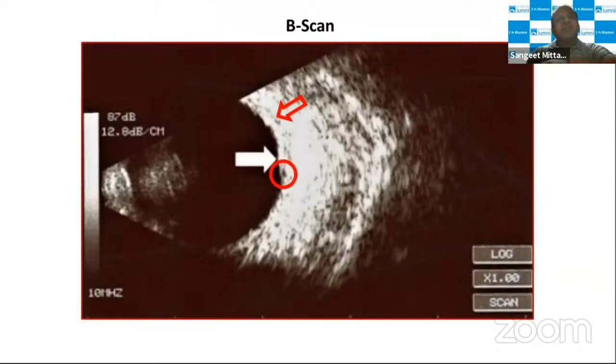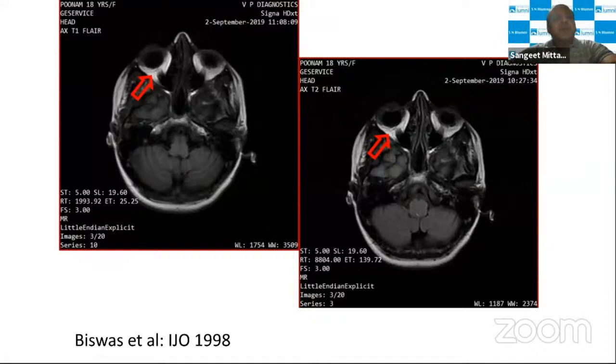On ultrasonography of this lesion, that was also not very classical, but we could make out a thin layer of hypoechoic zone just behind the globe, suggesting the presence of a little bit of fluid in that area. And also there was some elevation of the neurosensory retina in the macular area. On the MRI, when we reviewed the pictures of this patient, we noticed the presence of a hypoechoic zone again posterior to the globe wall in both the T1 and T2 weighted images.